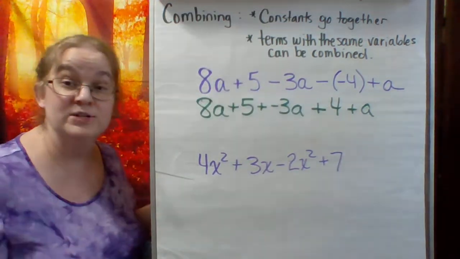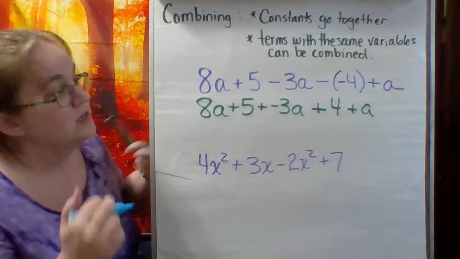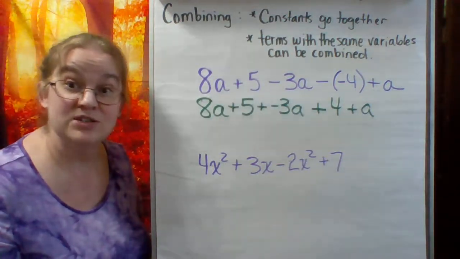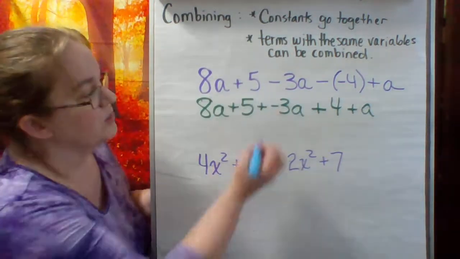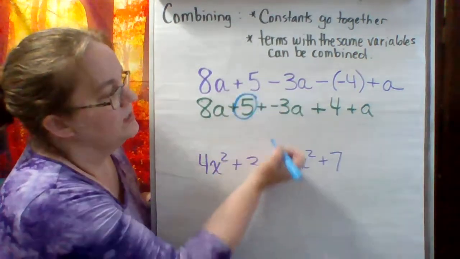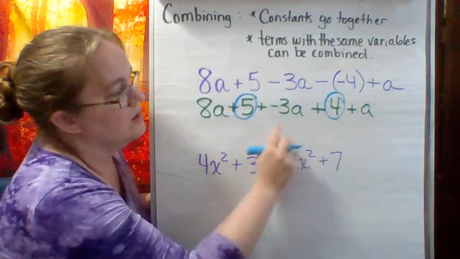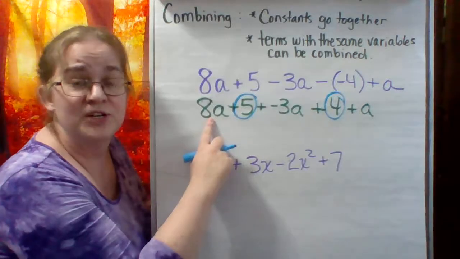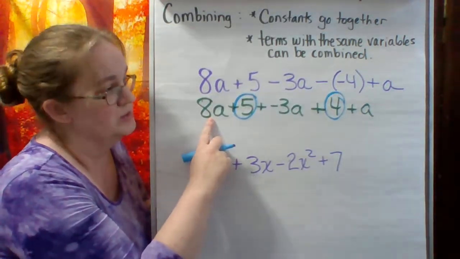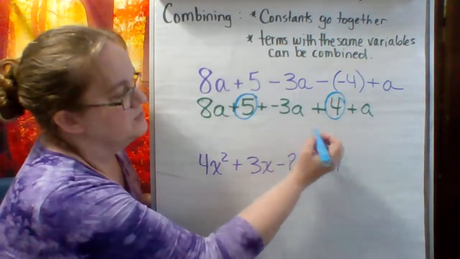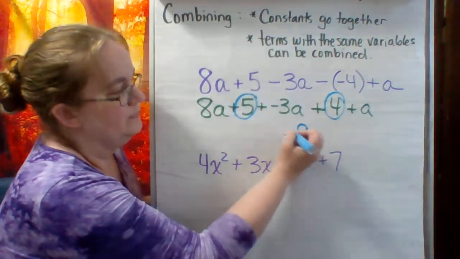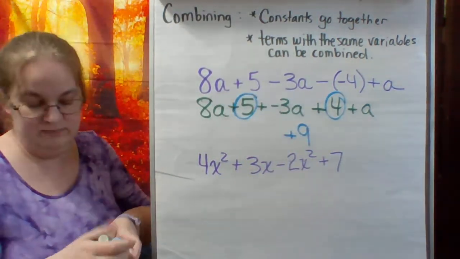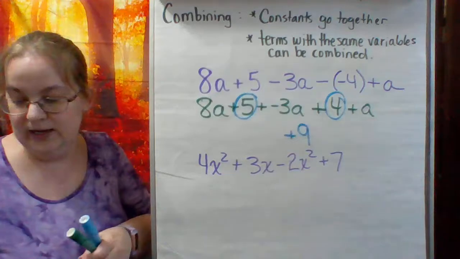Now, I'm going to put stuff together that goes together. So I'm going to start with the constants. So I'm going to look for all the constants in the problem. So I've got a 5 here, and I've got a 4. This one and this one are coefficients because they're being multiplied by a variable, so I can't combine them. 5 plus 4 is 9.